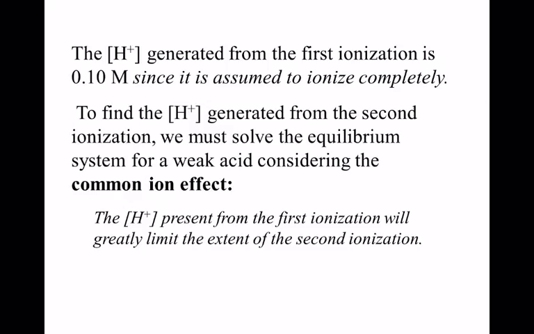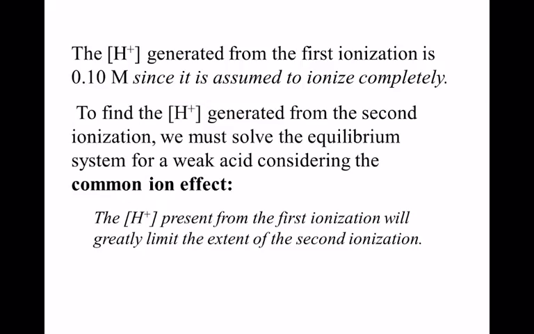Let's go ahead and start filling in the initial concentrations. The initial is 0.10. Usually when we look at an equilibrium like this, we say that there's no product. But in this case, we have a common ion that came from the first ionization, the hydrogen ion. So instead of being 0, this concentration is 0.10.